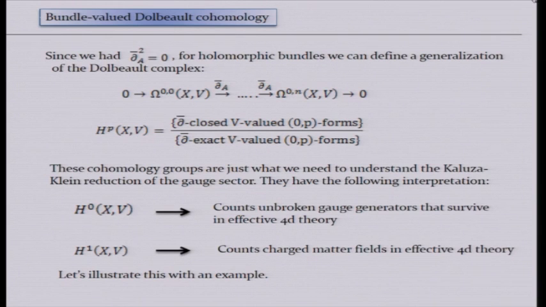The other one we'll be interested in is the degree 1 cohomology group. It turns out that the degree 1 Dolbeault cohomology describes the deformations of the holomorphic structure on the bundle, deformations which preserve some kind of Hermitian-Yang-Mills condition. Deformations in general give you massless bosonic fields in the effective four-dimensional theory. This counts massless bosonic fields in the four-dimensional theory that you get from reduction of the gauge sector. And of course, with supersymmetry, they will be paired up with chiral fermions into chiral superfields.